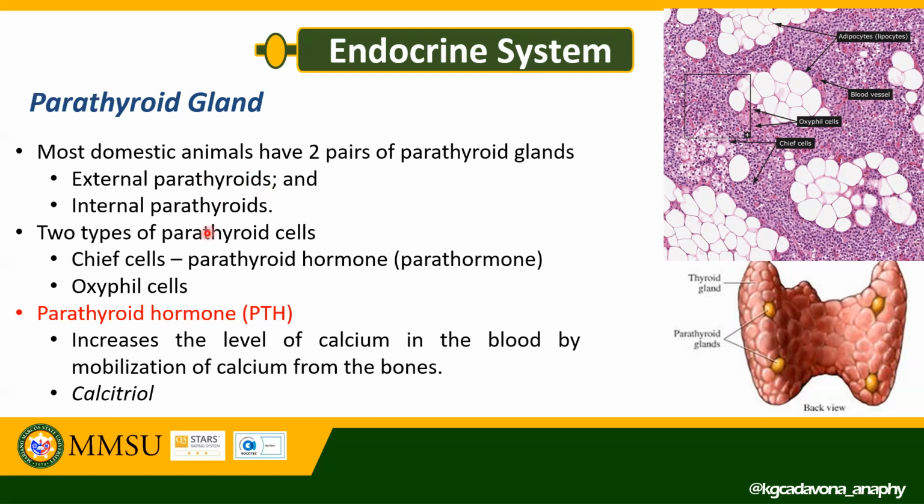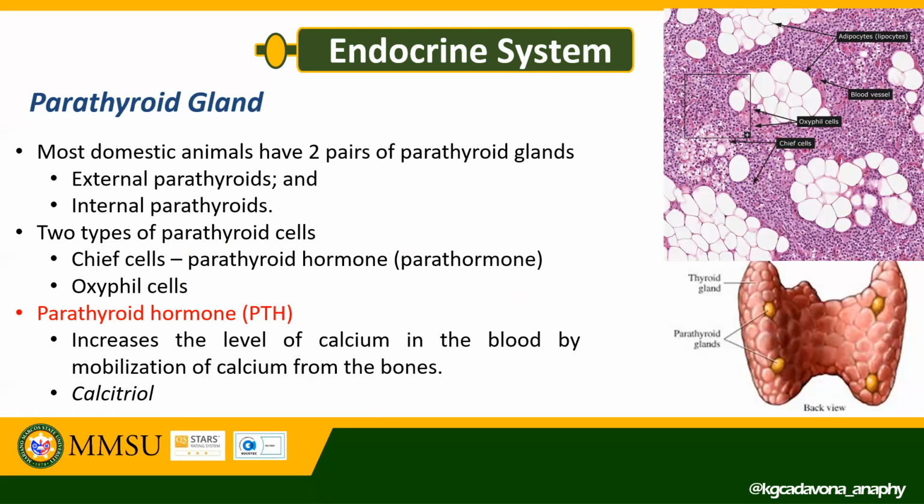Then the second pair is often buried in the substance of the thyroid, commonly known as the internal parathyroids. To give you some insight on this, our pigs usually lack visible internal parathyroids. Now, there are 2 distinct types of cells that make up the parathyroid: the chief cells and the oxyphil cells.